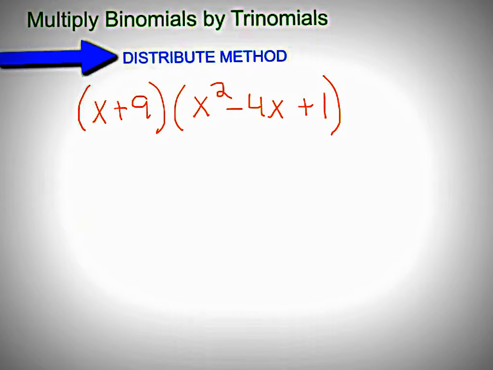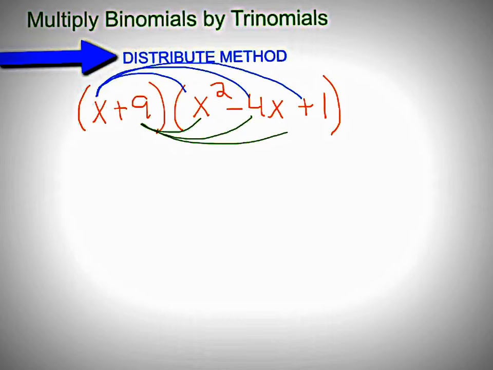Alright, so instead of making a box, really all you need to do is apply the distributive property. We're going to take the variable x in this binomial, and you need to multiply that x by every term in the trinomial. And after you multiply the x by everything, you need to multiply the 9 by everything, and then combine like terms and write your answer in standard form. So let's do this. So we're going to multiply x times x squared is x to the third.